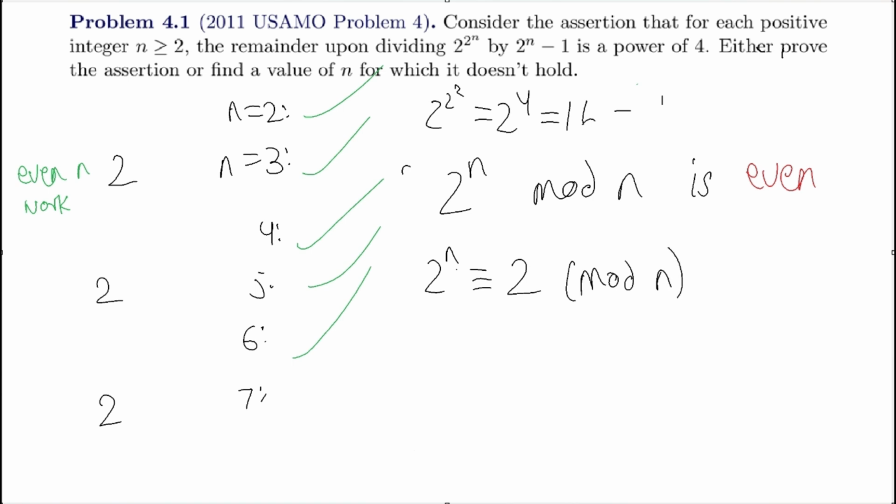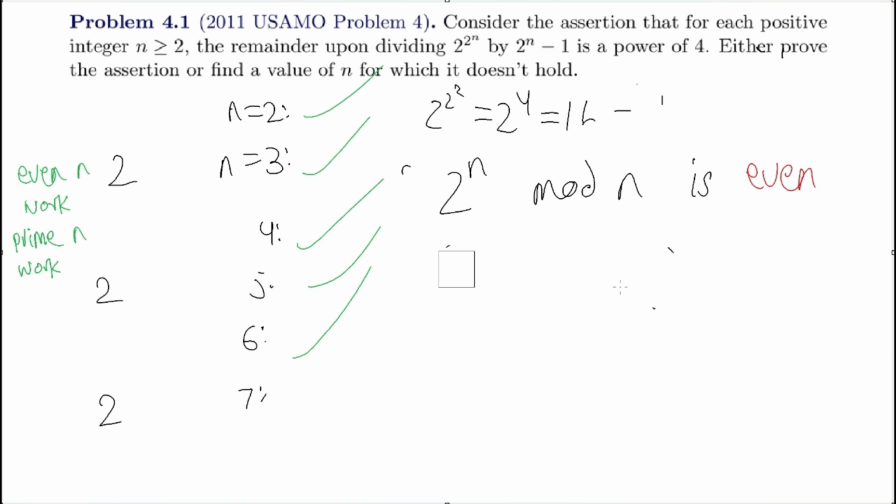But this should remind you of a theorem that we already know, specifically Fermat's little theorem, which states that 2 to the p is equivalent to 2 mod p. So therefore, whenever n is a prime number, then the remainder is always going to be 2, which is an even number. So I'm going to say primes work. So really, the only n we have to consider are the n which are composite and odd.